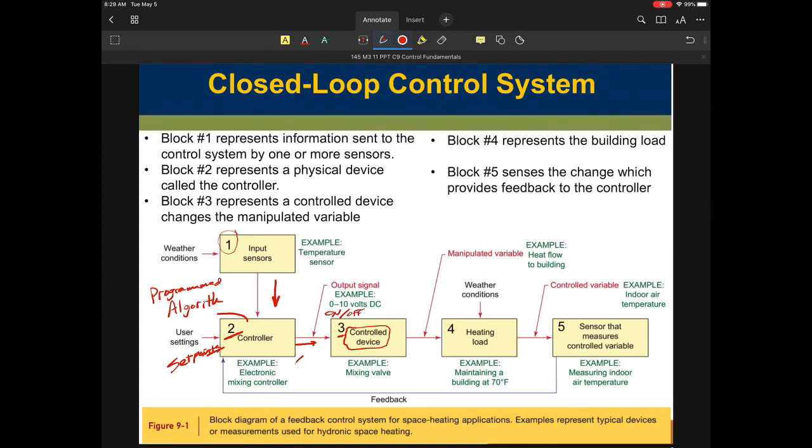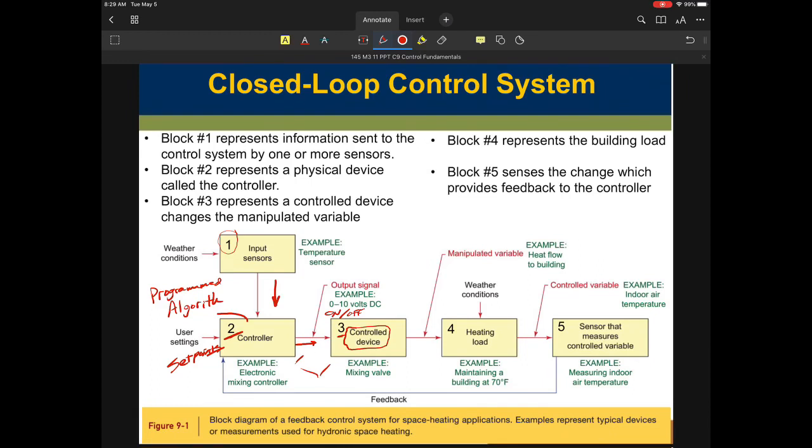It wouldn't do you any good to use a variable or a modulating type controller if the controller can't provide you that output. So you have to match those things. These two definitely have to be matched together to meet whatever their outputs and inputs can be. But that's typical. It's going to provide me an output.